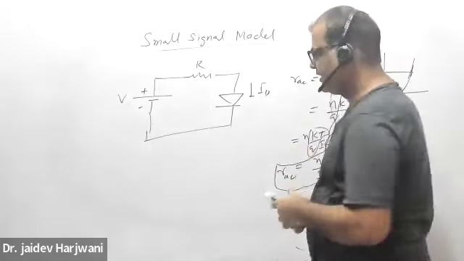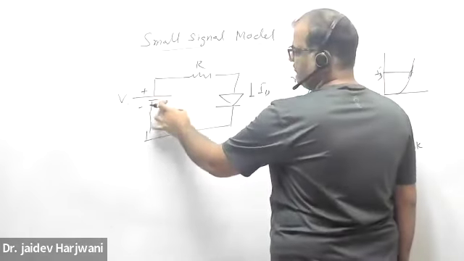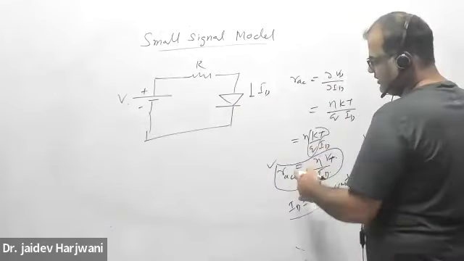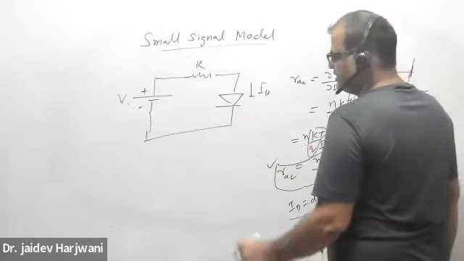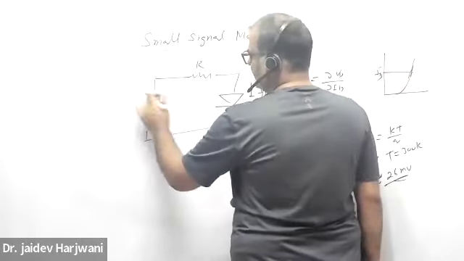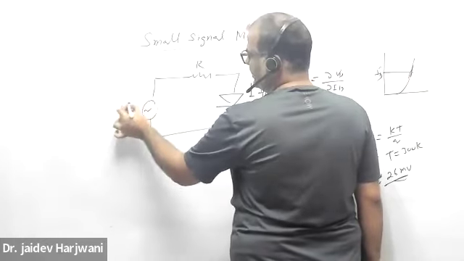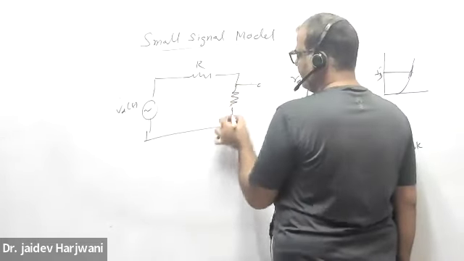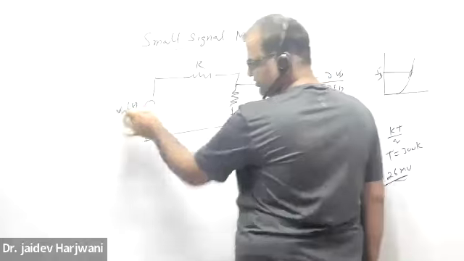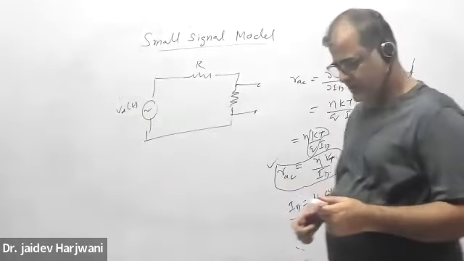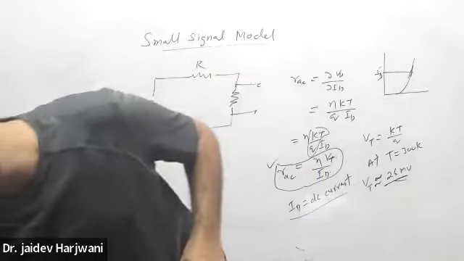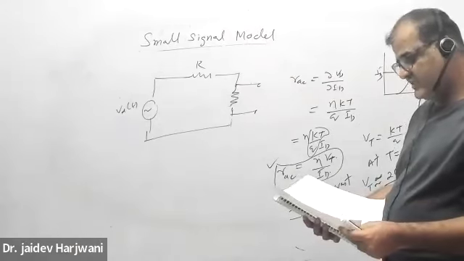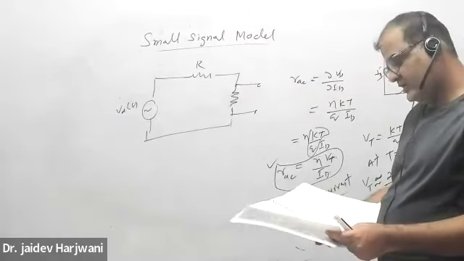Okay, sir. So I have removed this source, and I'm seeing the effect of this one. I am calculating ID. Once I know the ID, using this formula, I can calculate the resistance of the diode. Second time, I'll remove this one, and I'll put only this VDT. I will replace this diode by a resistance, and I can find the voltage drop across this resistance because of this AC source. Let us do this one question. You understand how we are going to do. So first you have to do DC analysis, and later you have to do AC analysis.